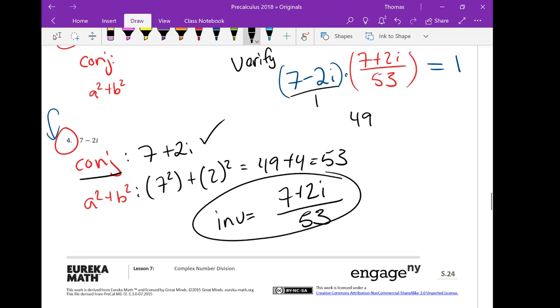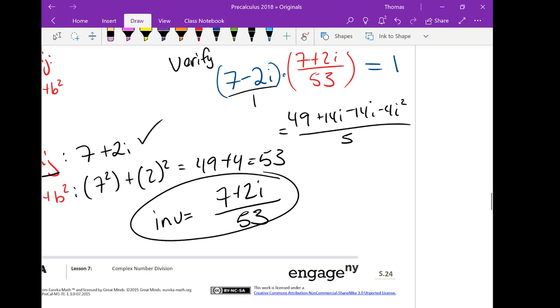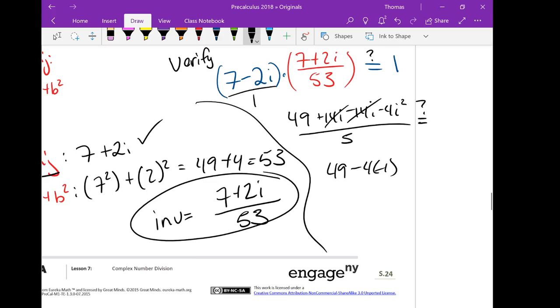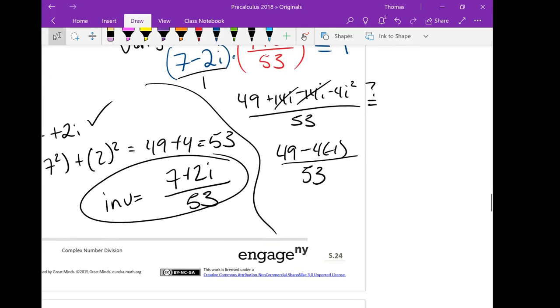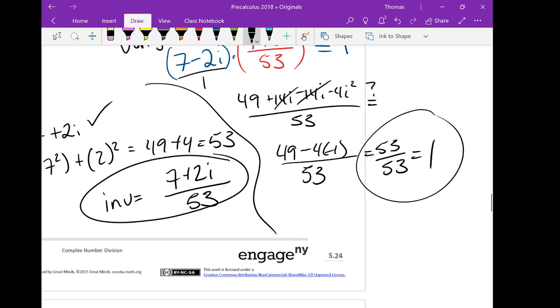7 times 7 is 49. 7 times positive 2i is 14i, minus 14i, and then minus 4i squared, all over 53. Again, we're checking, is this equal to 1? Is it equal to 1? 49, these two cancel. 49 minus 4 times negative 1 over 53. That is, sure enough, 53 over 53, which is 1. So this work is something you'd have to show out on your exit ticket.